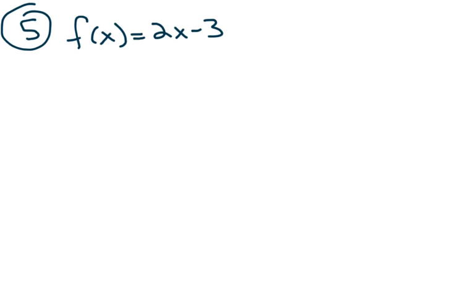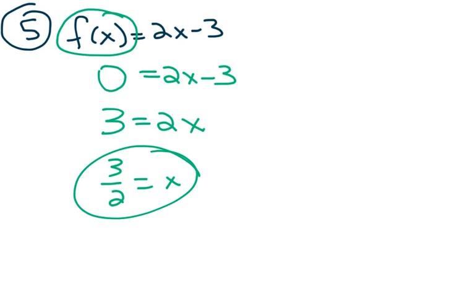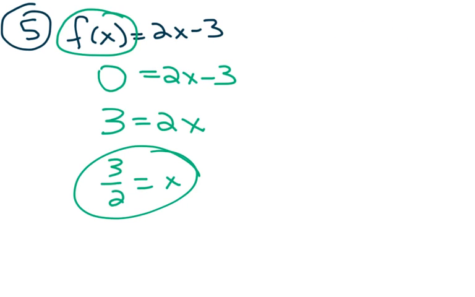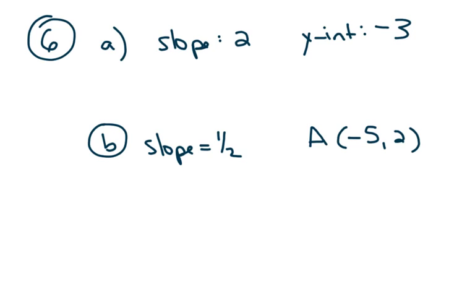For number 5, the 0 of a function is where y is 0. Please do not forget that f of x is the same thing as y. Now, all you have to do is solve that for x: you add 3 and you divide by 2. By the way, the 0 is also an x-intercept. All right, last problem.